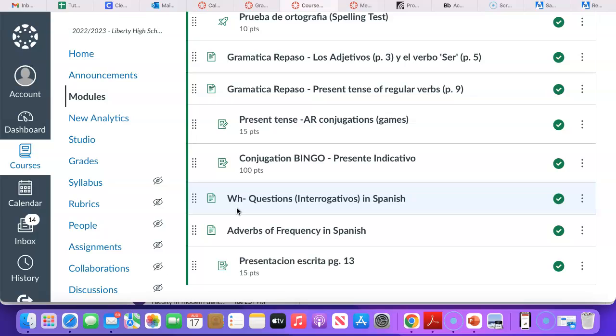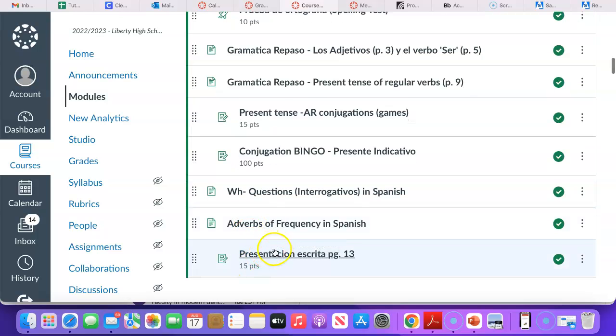You'll learn those or review those interrogatives in Spanish. ¿Qué? ¿Cómo? ¿Dónde? ¿Cuándo? ¿Quién? ¿Por qué? Etc. Adverbs of frequency indicate how often we do things. Adverbs of frequency in English would be like never, sometimes, always, rarely, many times, and we'll learn those adverbs of frequency in Spanish. And then you'll have a little written presentation.